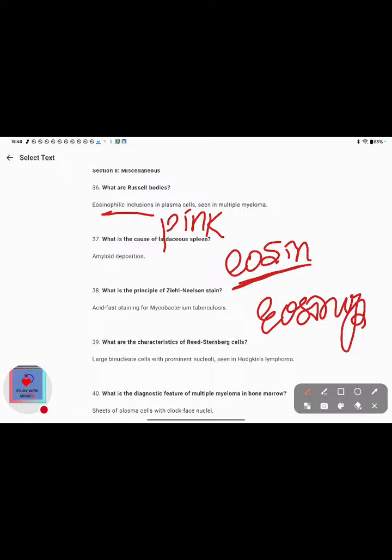Russell bodies, round eosinophilic inclusions in plasma cells. Russell bodies are seen in multiple myeloma. So eosinophilic inclusions in plasma cells seen in multiple myeloma.